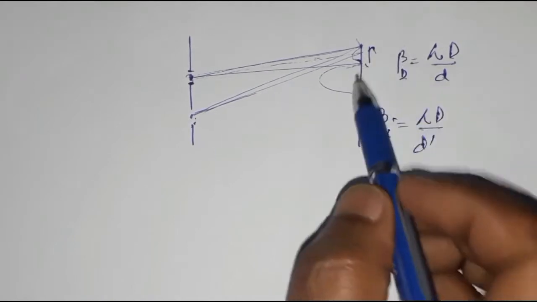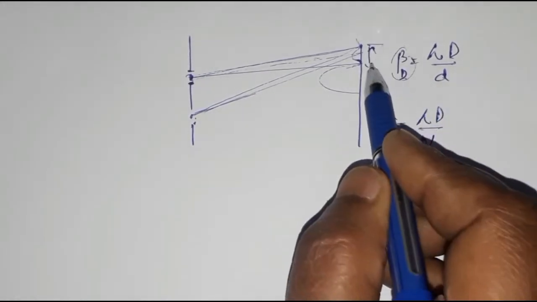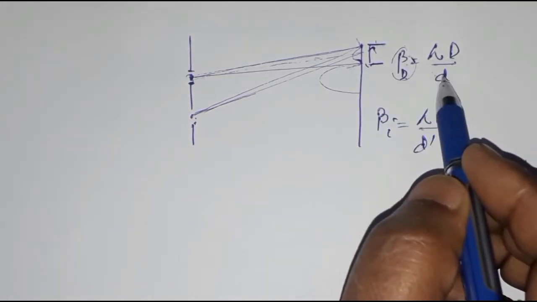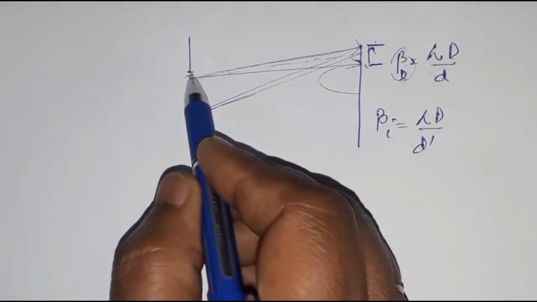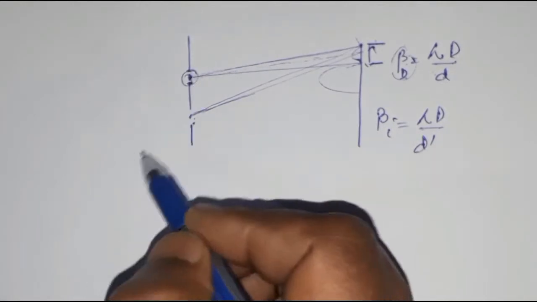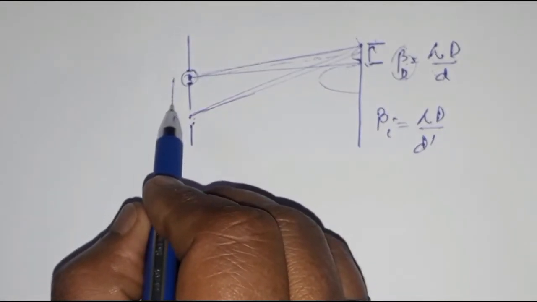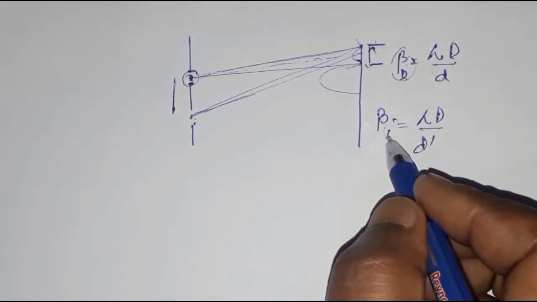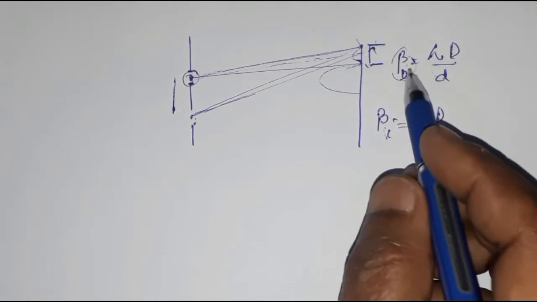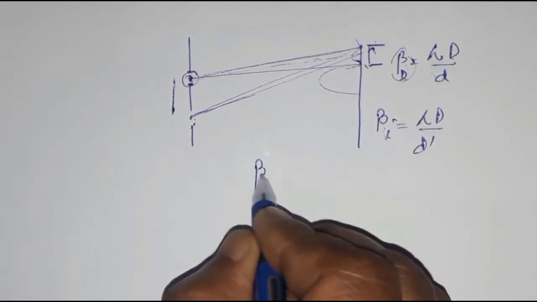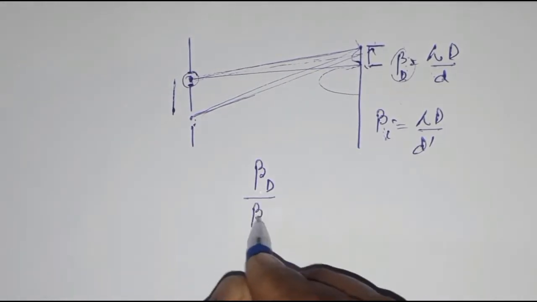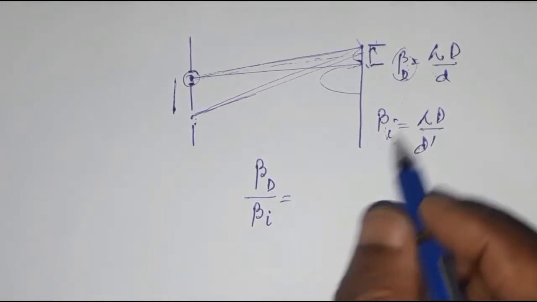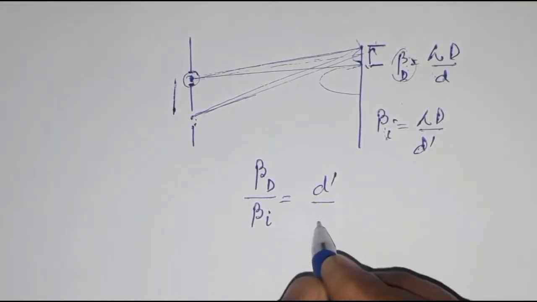So this is the width between the first minima and the second minima. If we are taking the width of this slit, then we are finding this one. This is the width of the interference fringes. So the number of fringes can be found out: beta d upon beta I, that is d dash upon d.